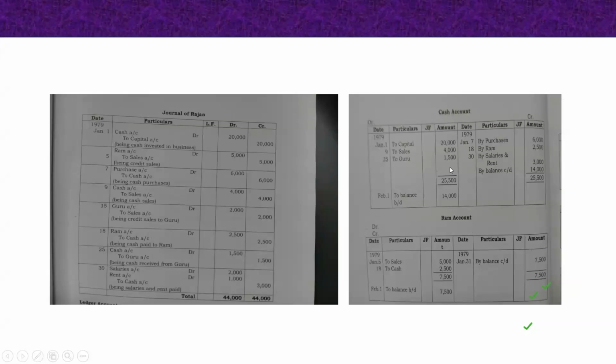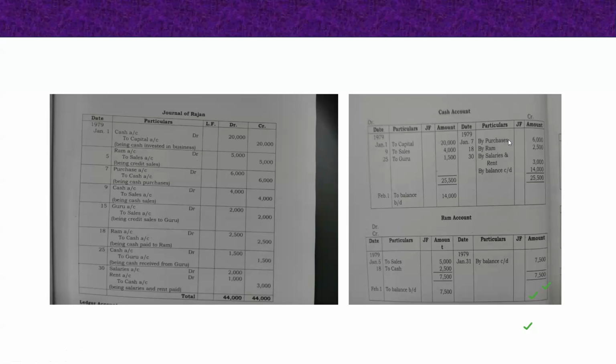The sales of 4,000 rupees. And then you have Guru, for whom the business has received 1,500. So all the debtors, that is whatever the business has received, the capital, cash through sales, has been received, and from Guru, cash has been received. So everything we know is listed here.